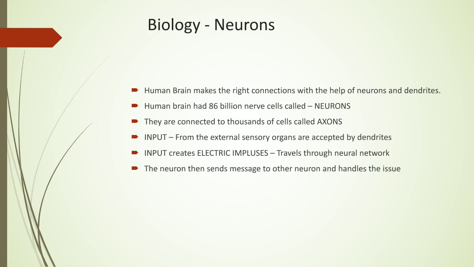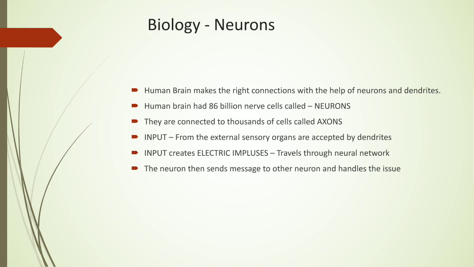A human brain makes the right connections with the help of neurons and dendrites. For example, since childhood, you are trained to recognize a color as black and a color as red. Therefore, there must be something in your brain, maybe some chemical reaction, which helps it to distinguish between the two colors. The human brain has 86 billion nerve cells, which are called neurons. They are connected to thousands and thousands of cells, which are called the axons.